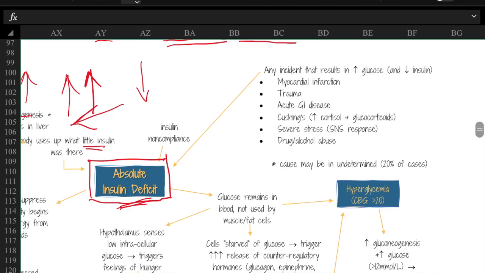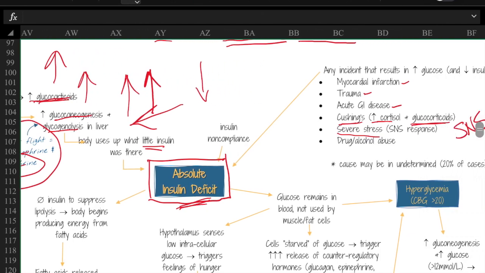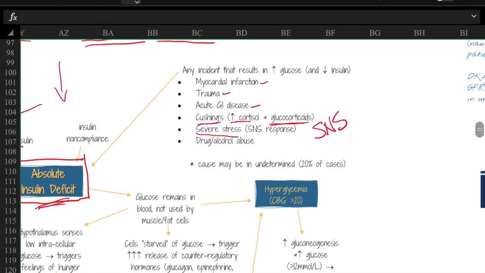How else can this happen? Things like MI, trauma, an acute GI disease. And you remember that Cushing's disease is an increase in cortisol or glucocorticoids. And then severe stress. This is something that can kick off diabetes type 1 or DKA. If you have a sympathetic nervous system response, again, you're going to have a release of these catecholamines. Again, you're going to have an increase in glucose and an increased demand for insulin to use that glucose.